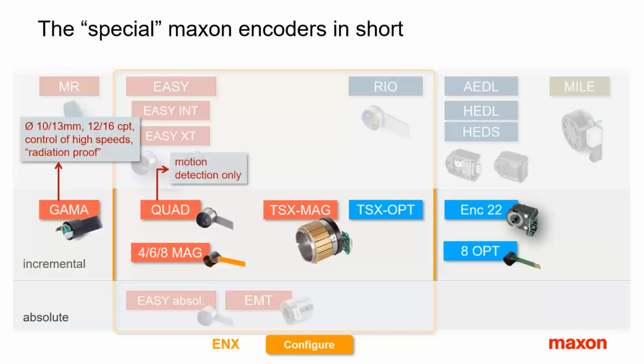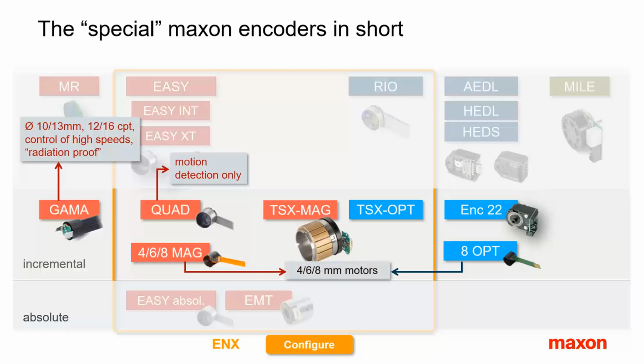The quad encoder gives just 4 states per turn. It's rather a sensor for supervising purposes. Does the motor rotate and in which direction? It should not be used for feedback, and it does not work with maxon controllers.